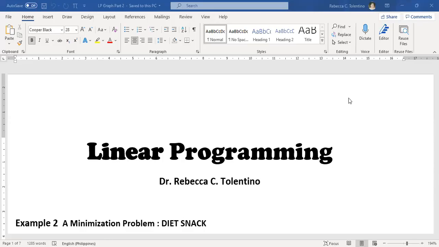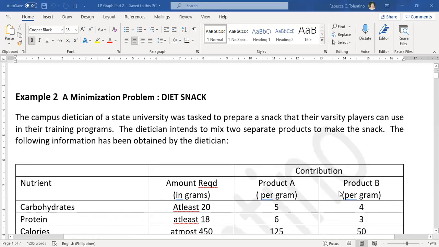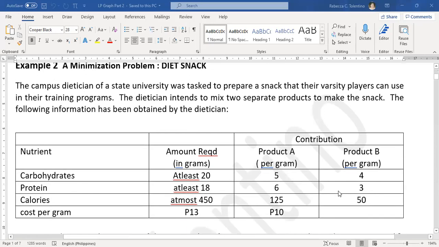Okay, good afternoon, class. This is the second part of our lecture in linear programming. So today we'll work on a minimization problem. It says here, the campus dietitian of a state university was tasked to prepare a snack that their varsity players can use in their training programs.